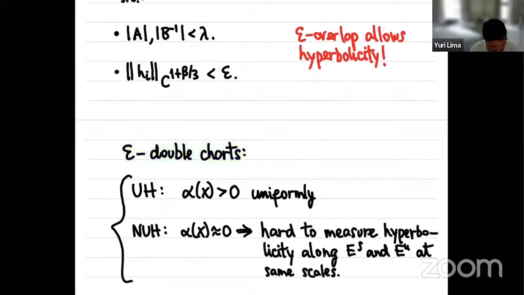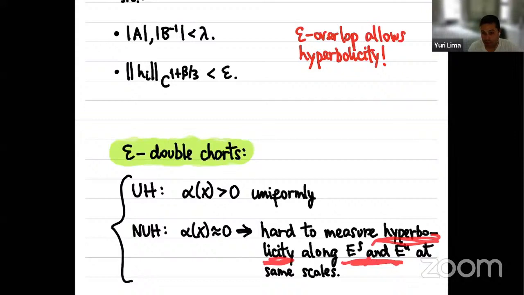In the uniformly hyperbolic situation, we have no problems with this because the angles associated to the splitting are uniformly bounded away from 0. But now in the non-uniformly hyperbolic situation, these angles could be as close to 0 as we want. And if this happens, it means that it is hard for you to measure the hyperbolicity of your system along both directions using the same scale, because the angle is small, so these two directions are almost indistinguishable one from the other.